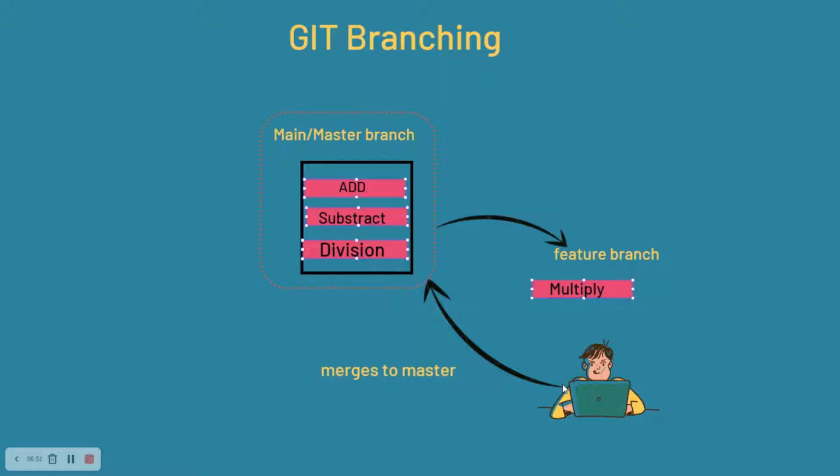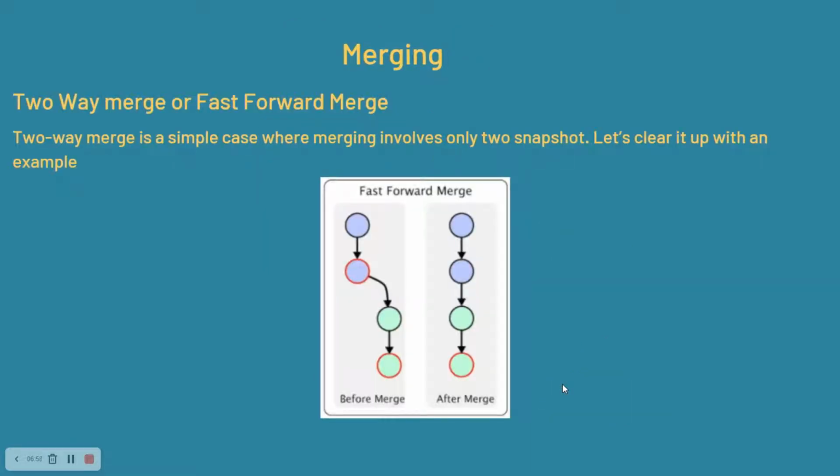Moving to our next important topic, which was the focus of this video, the merging process. Git opts for the two-way merge process, which we call the fast forward merge process. The two-way merge is a simple case where the branching involves two snapshots. Let's clear it up with an example.